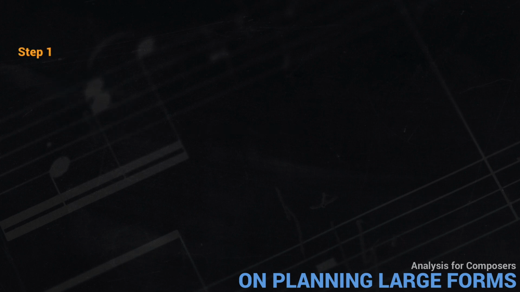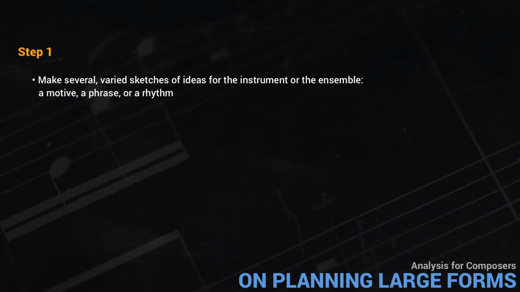The first step towards actual composition is to make several varied sketches of ideas for the instrument or the ensemble in question. These sketches may be very short, perhaps just a motive, a phrase, or a rhythm, maybe a melodic line. The essential point is that it should be written down as quickly as possible without too much critical judgment. It's better to have a large pile of potential material and subsequently throw some of it out than to inhibit one's ideas too early on.